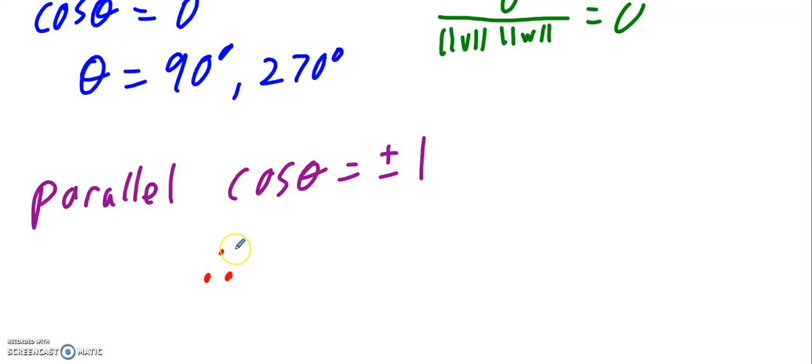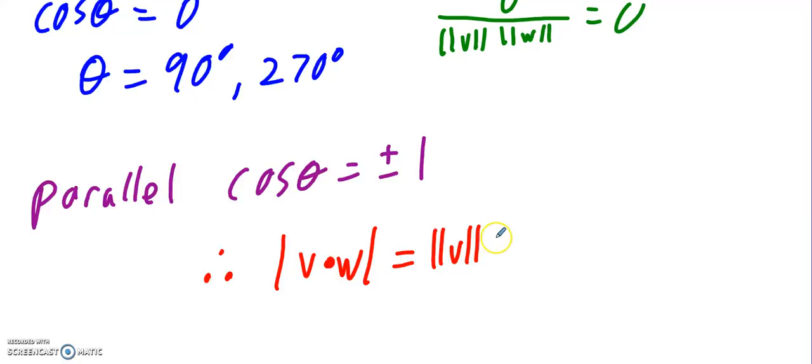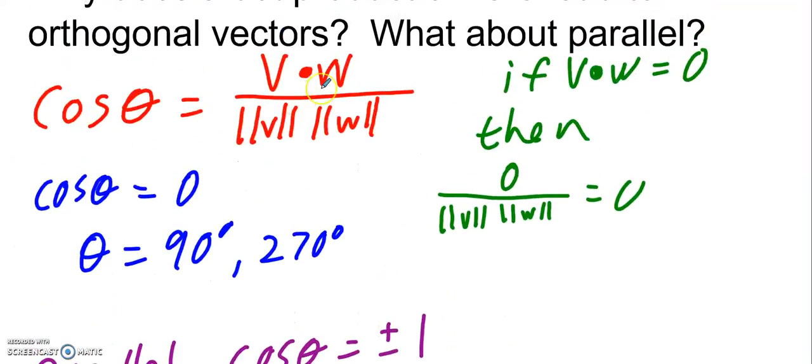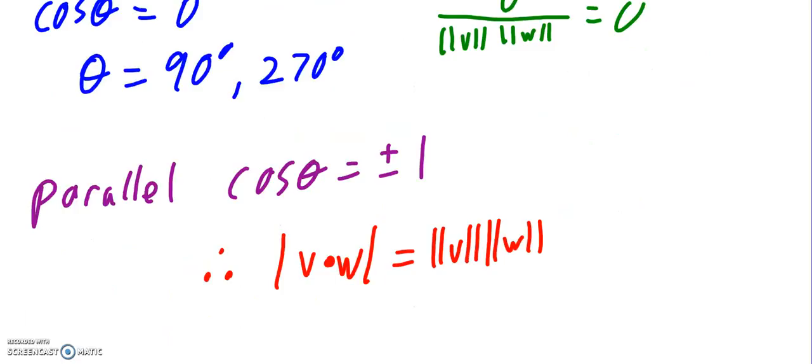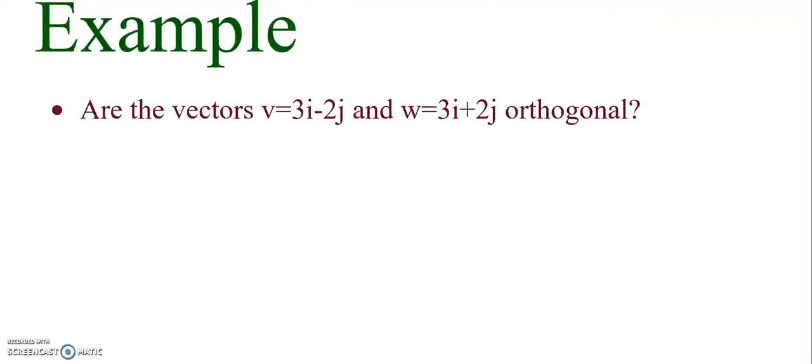What conclusion can we draw then? Therefore, that's a math symbol for therefore, if you didn't know that already, the absolute value of v dot w has to equal the magnitude of v times the magnitude of w. And that's going back up to this equation here. So basically that's just saying that if the numerator is the same as the denominator, then you're going to get 1 or -1 if one of them is negative, which will then lead to parallel vectors. This should all make sense, hopefully.